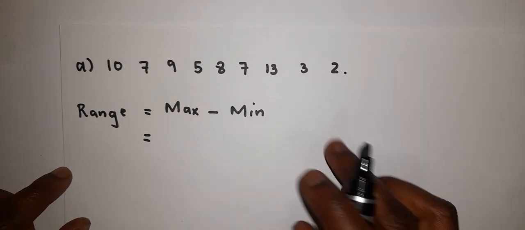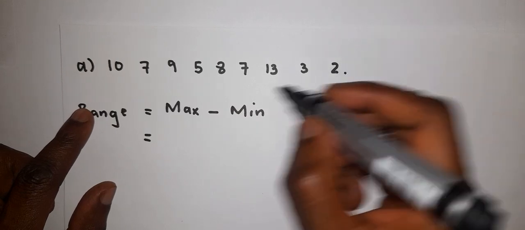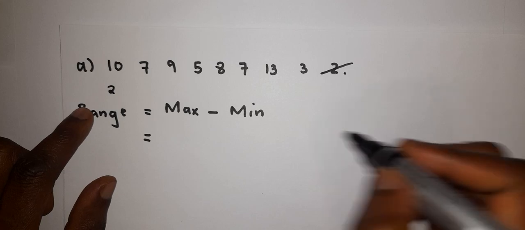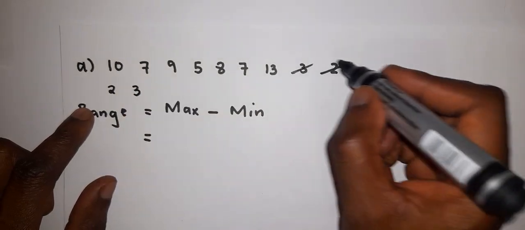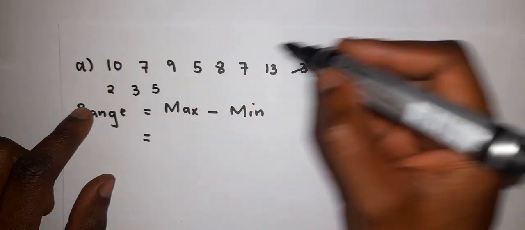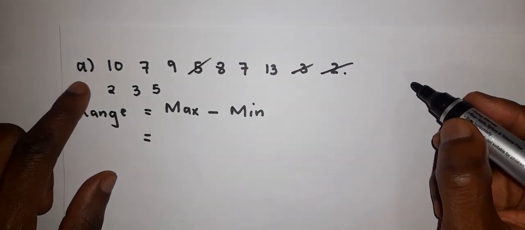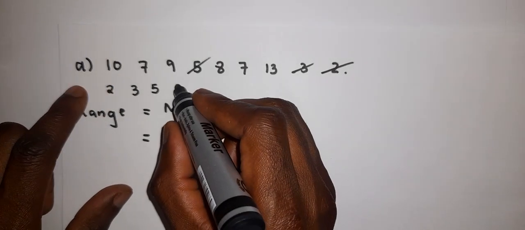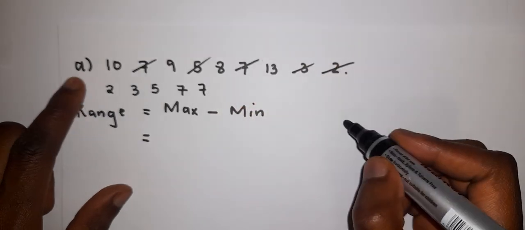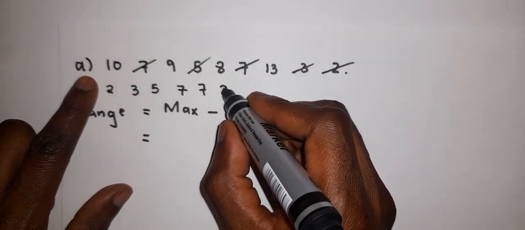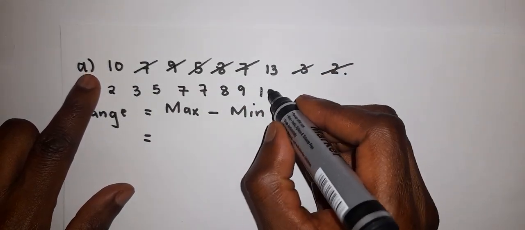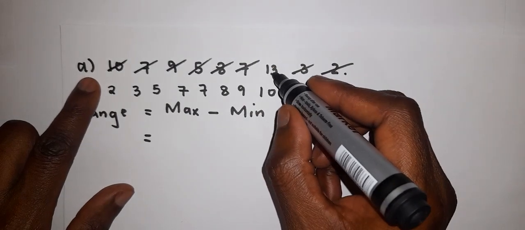So we can see that our smallest number in this data set is a 2. Once I've used the 2, I normally like to cancel it out. Then I have a 3. There's my 3. Then the next number I see is 5. So I'm actually arranging in ascending order. And then followed by the 7. There's another 7. And then after the 7, there's an 8. There's a 9. There's a 10. And then lastly, there is a 13.